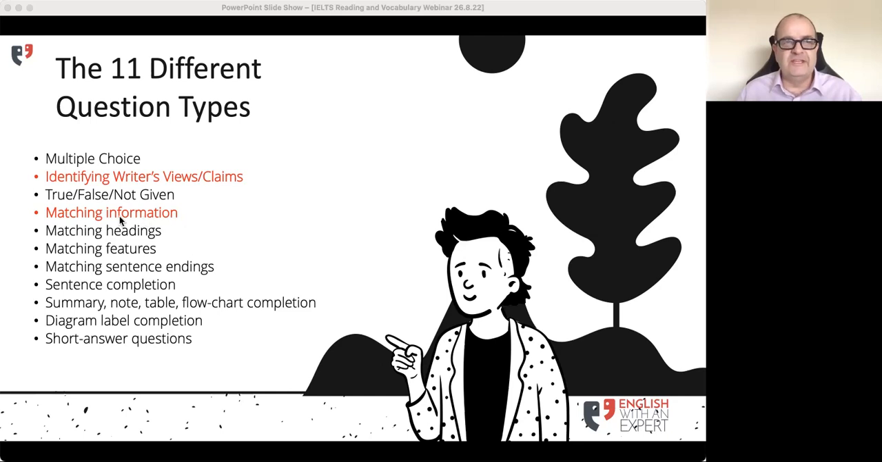Personally, though, I think the most difficult questions to answer are matching information. The matching information questions are the ones where you are given a statement and you have to say which paragraph is connected with that statement. So it's not matching headings, but it's matching a statement with information inside a paragraph. That is what I think is the most difficult. And those are the 2 we're going to be doing today.